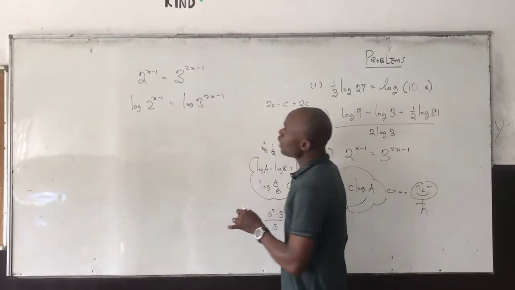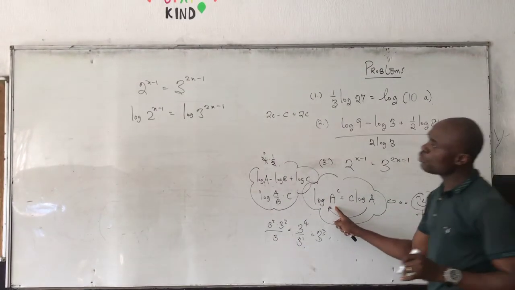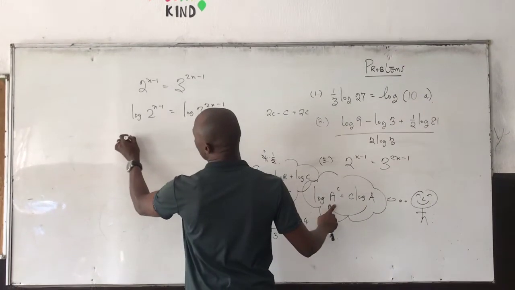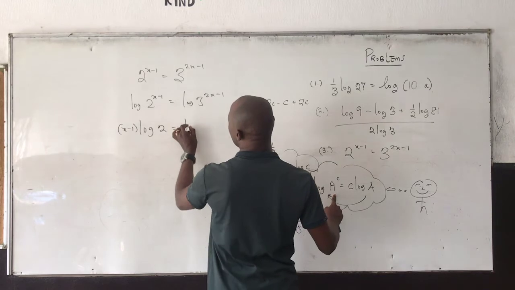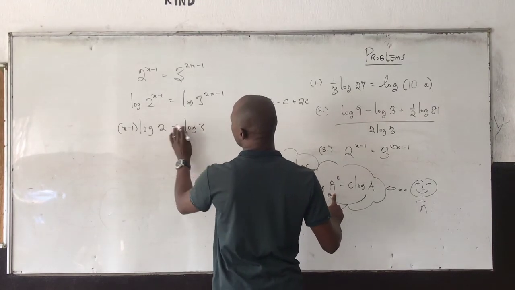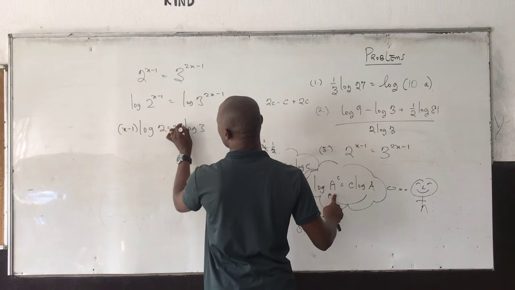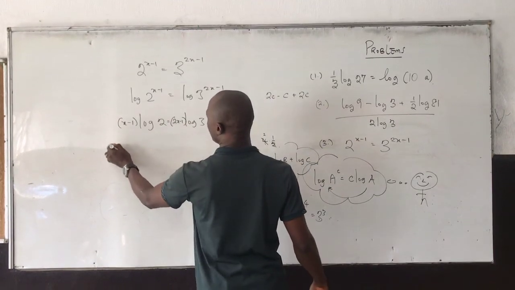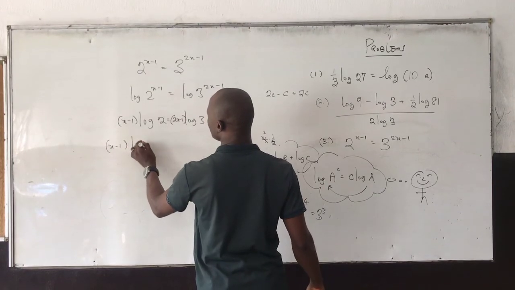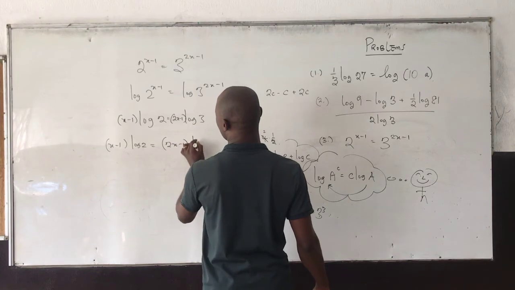So from this, again, we are going to be having x minus 1. I'm advising to put that in a bracket. Then we have 2, and here we have log 3. Sorry, I can call this 2x minus 1 in a bracket. So I have x minus 1 log 2, and that is equals to 2x minus 1 and log 3.